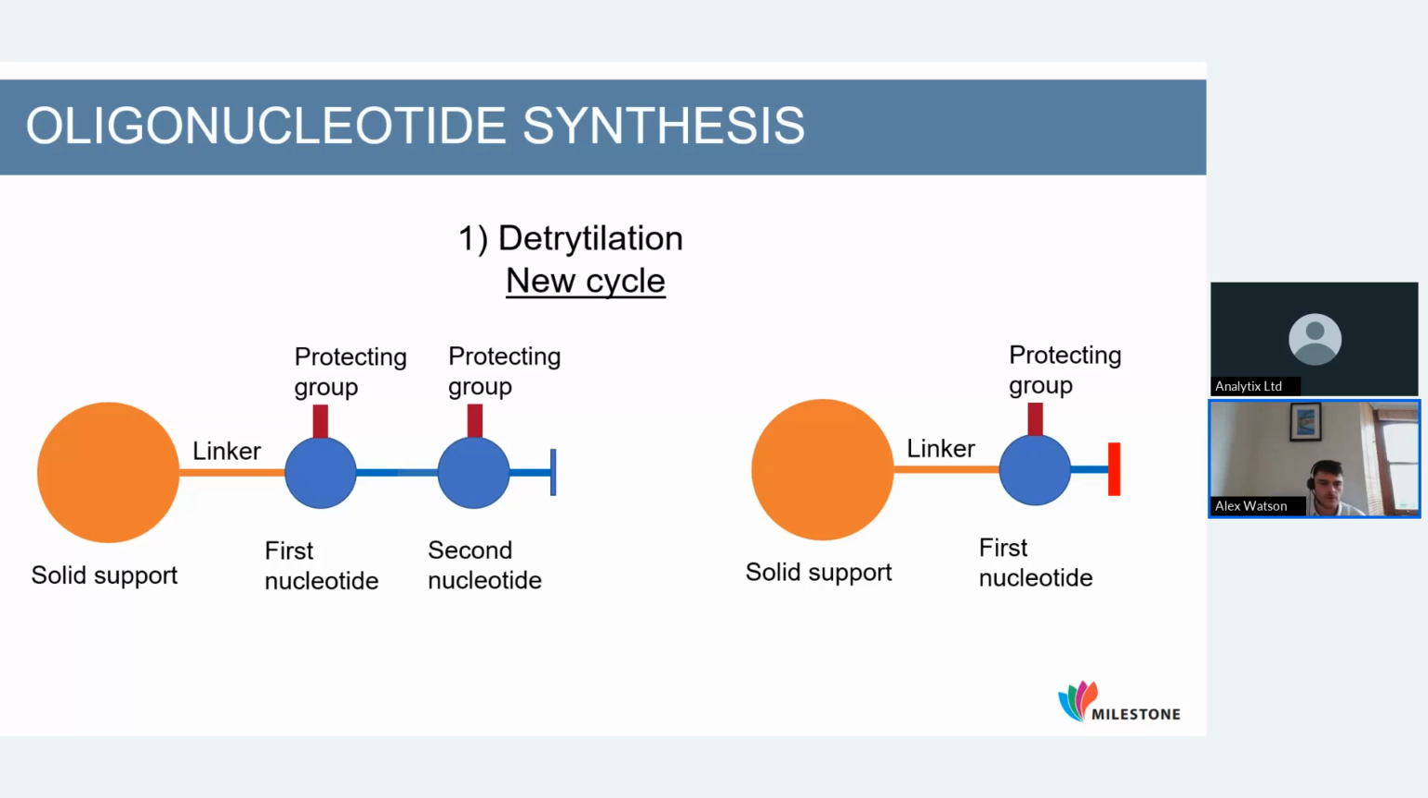Now that we've performed all of that and we've capped off the shortmers, we're now ready for the next detritylation cycle, in which we'll remove our DMT group and add the next nucleotide. So on until we've built our perhaps 20 nucleotide oligo.